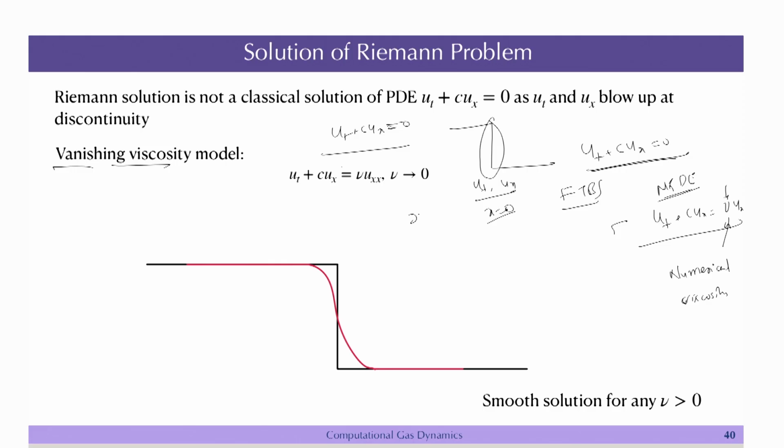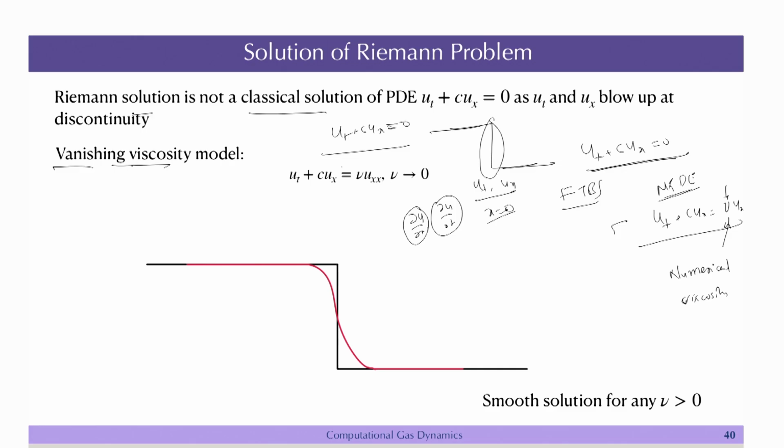You cannot get this del u by del x, because you know the solution at left and the solution at right, and they differ by a large magnitude. At x equal to 0, you cannot get the gradient, because it is not a smooth function, right. It is a discontinuity here. Similarly, del u by del t also is not defined, right. So, the Riemann solution is not a classical solution, right.